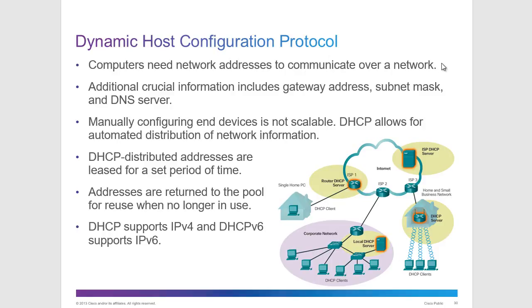Manually configuring an end device is not scalable. DHCP allows for automated distribution of network information. When you get an IP address from DHCP, it is leased for a period of time. Typically, your end device will renew that lease before it expires, so your IP address doesn't just go to some other device, but that can still happen. Addresses are returned to the pool for reuse when no longer in use.